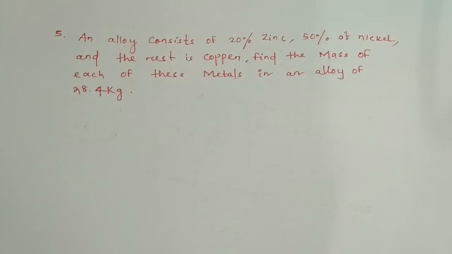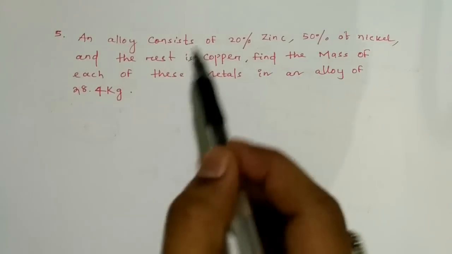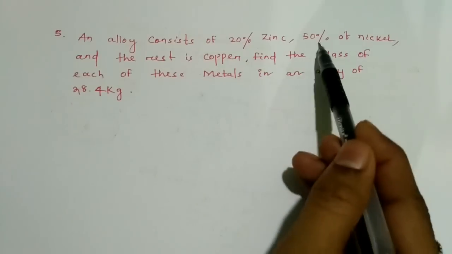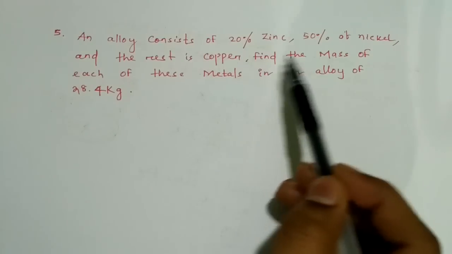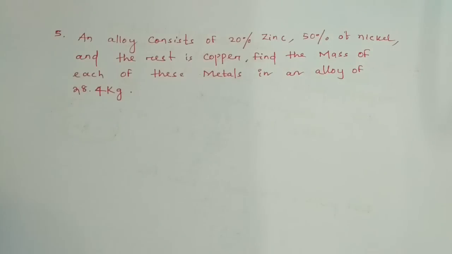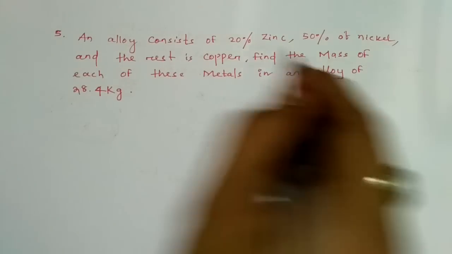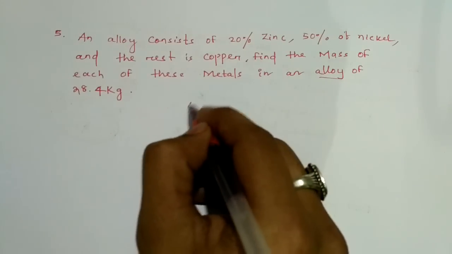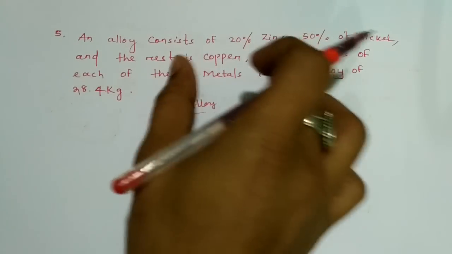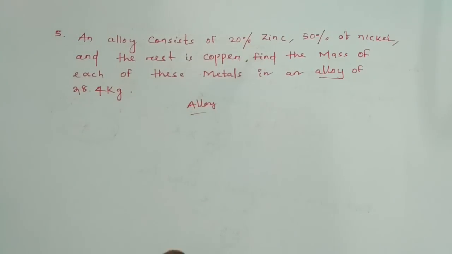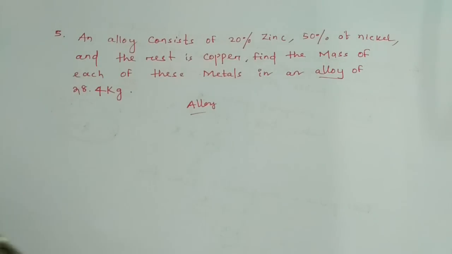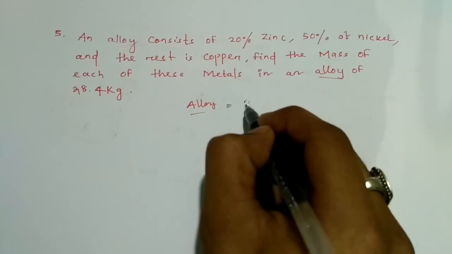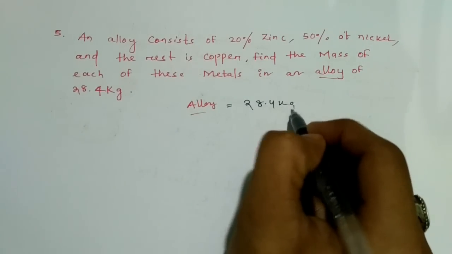So here is your example 5. An alloy consists of 20% of zinc, 50% of nickel and the rest is copper. We have to find out the mass of each of these metals in an alloy of 28.4 kg. So friends, what is an alloy actually? An alloy is a combination of metals, zinc, nickel and copper. So the total alloy is given, that is 28.4 kg.